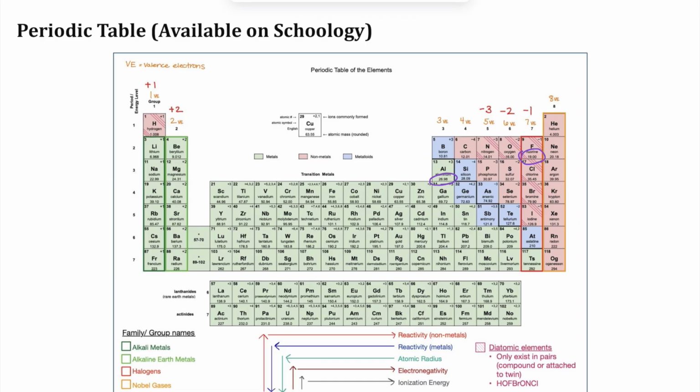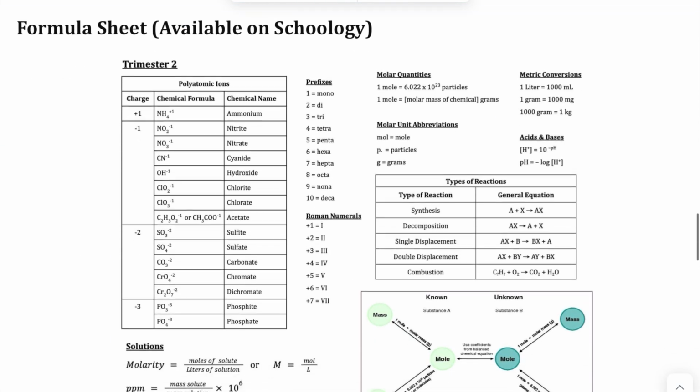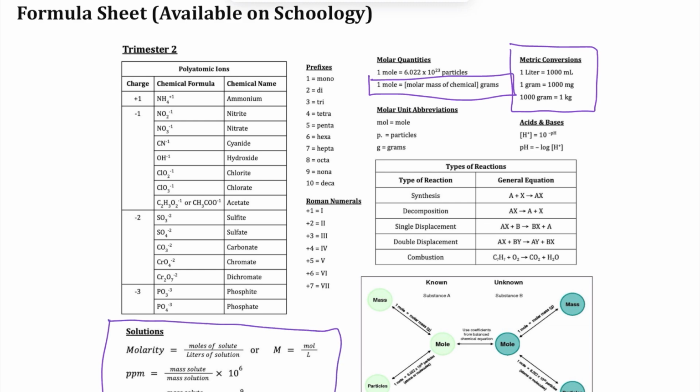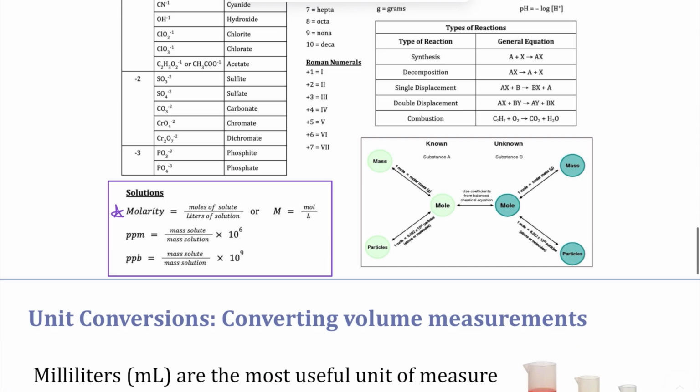I provided this periodic table, which is available on Schoology for you, and then also the formula sheet is available on Schoology. We have our mole conversion from our molar quantities here. We might need to use metric conversions throughout this unit, and then our solutions formulas are down at the bottom. So we're focusing on that molarity today. We will come back to those other formulas in the next section of notes.